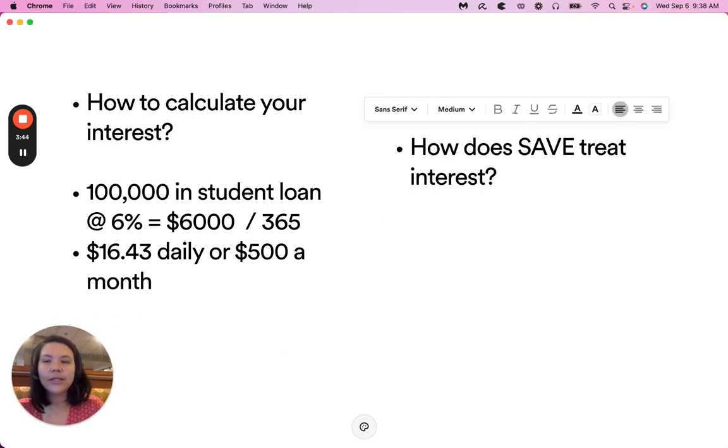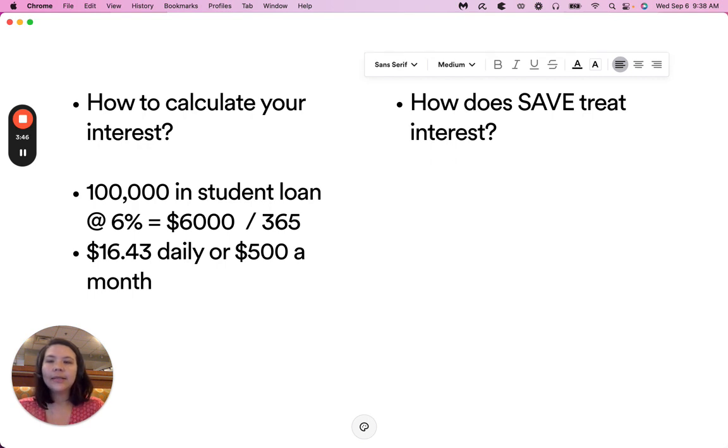How SAVE treats this interest is it essentially says, okay, $500 of interest is accumulating a month. That's not even touching the principal, right? Well, the SAVE program still uses the formula called discretionary income, but what it does is it allows you to calculate 225% of the poverty line instead of 150%. So it basically takes your adjusted gross income.